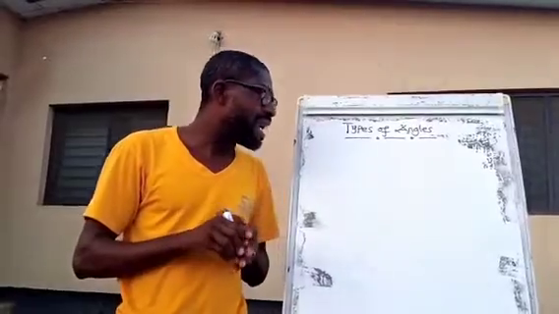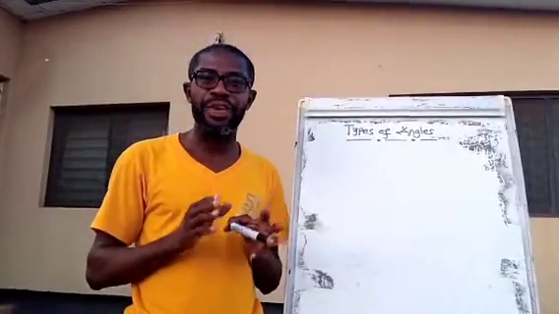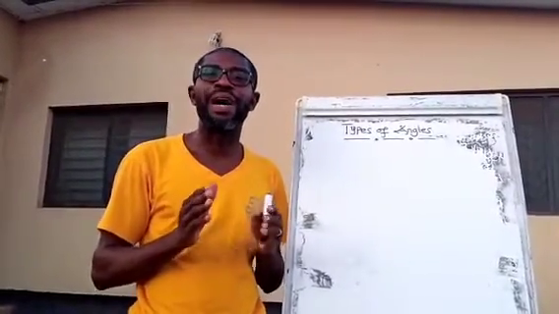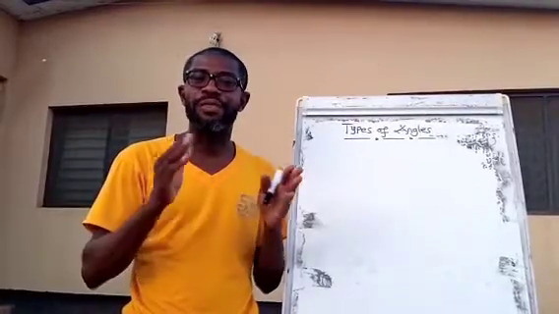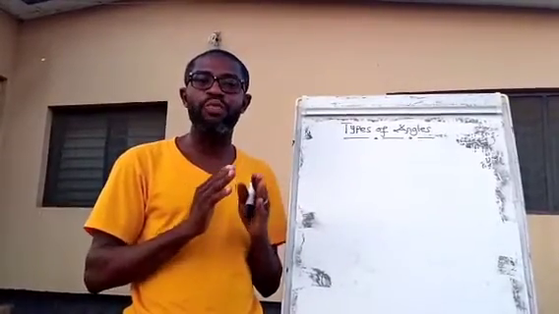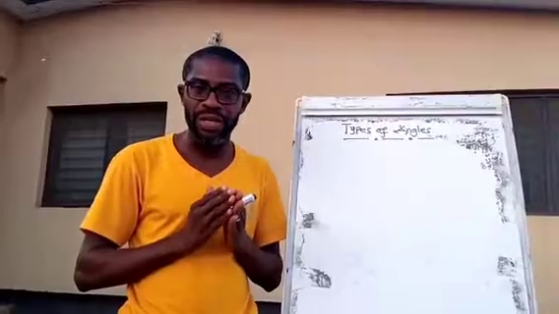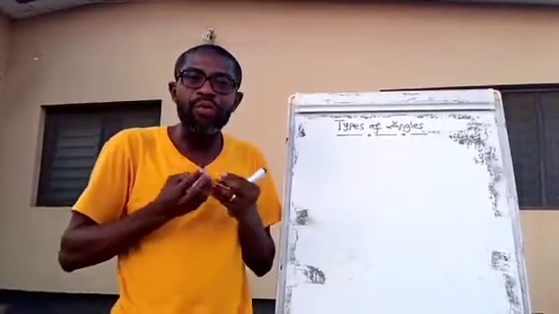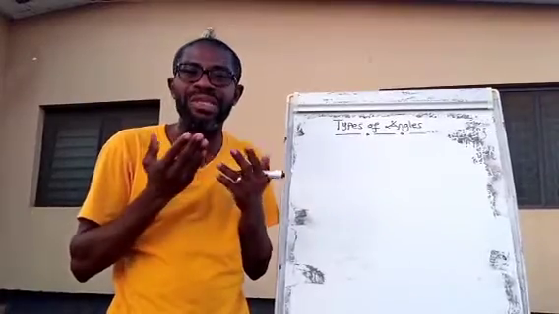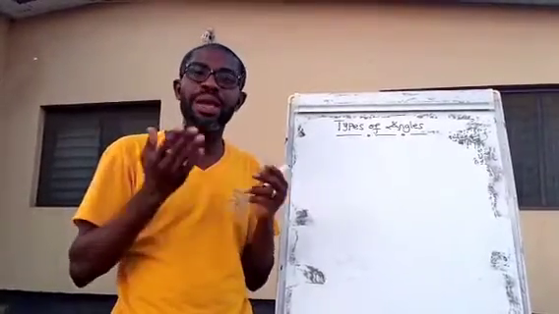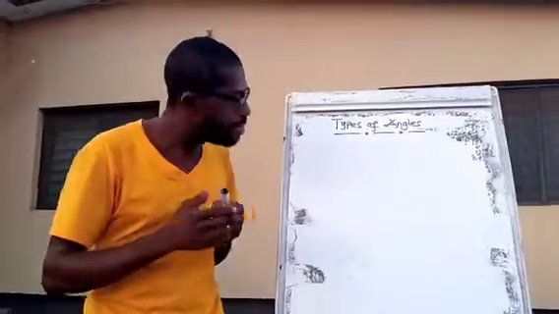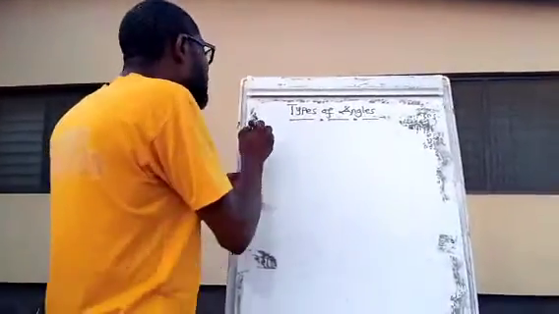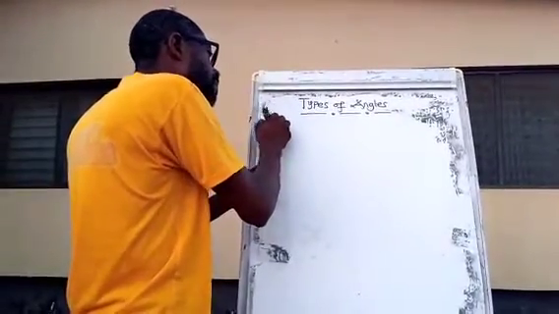Remember that types of angles are different from kinds of angles. The kinds of angles are the ways in which angles can be formed, but the types of angles are the ways by which the angle can be seen. And we have so many types of angles. We can basically list some of them.